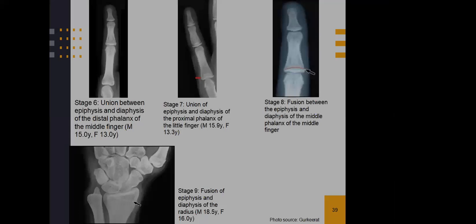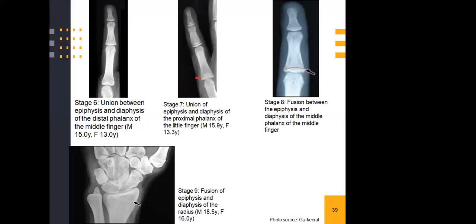In stage 6, there is union between the epiphysis and diaphysis of the distal phalanx of the middle finger. In stage 7, there is the union of the epiphysis and diaphysis of the proximal phalanx of the little finger. In stage 8, there is fusion between the epiphysis and diaphysis of the medial phalanx of the middle finger. And finally, in stage 9, there is fusion of the epiphysis and diaphysis of the radius.